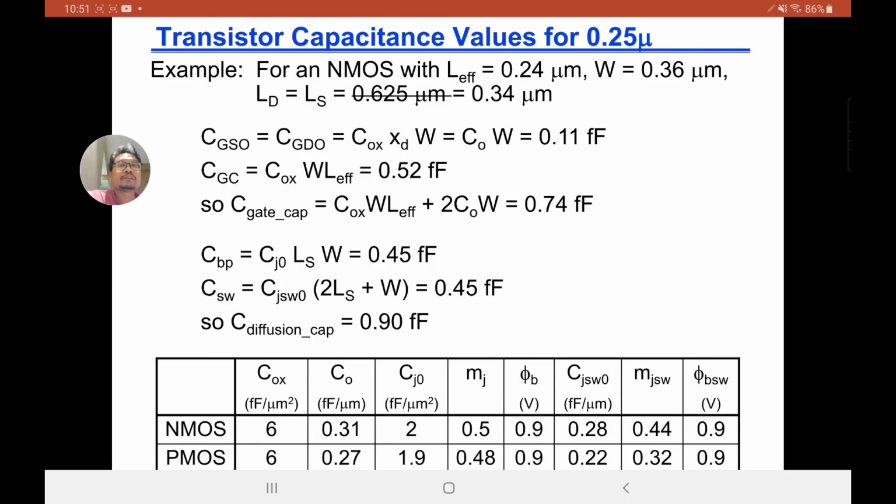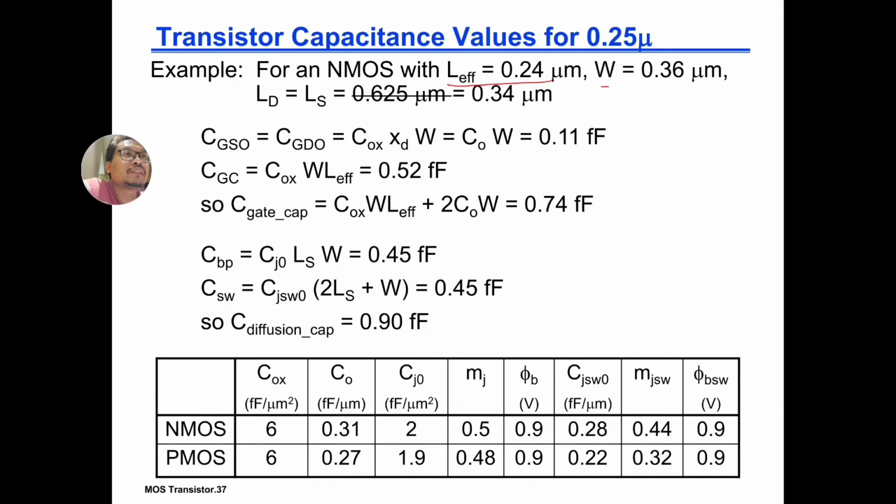So let's quickly go through an example in order to understand the MOS capacitance better. We have an NMOS with L effective 0.24, W 0.36, and then LD and LS. If I did my calculation correctly, this is the correct value. Not this one. Okay, so let's see.